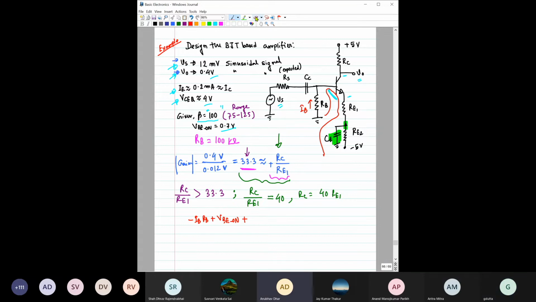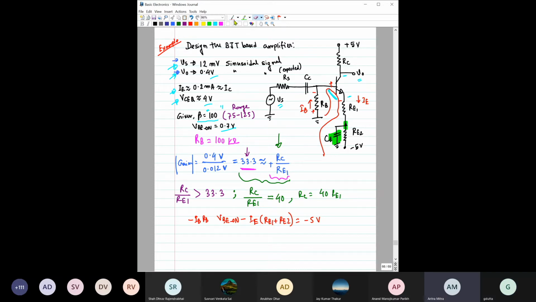Then minus IC times RE1 plus RE2. Should it be IC or IE? IE, sir. Yeah, IE times RE1 plus RE2, then equals minus 5. Why minus? Shouldn't it be minus VBE on? Yes, sir. Are you sure? Should it be minus VBE on? Yes, sir. So we are taking drop as negative in this equation.